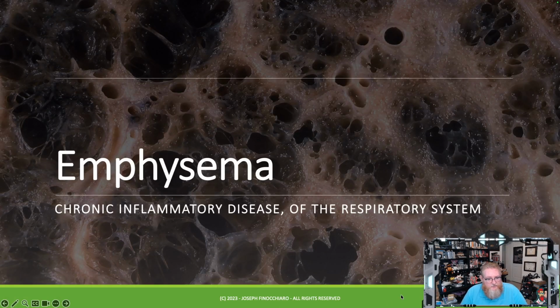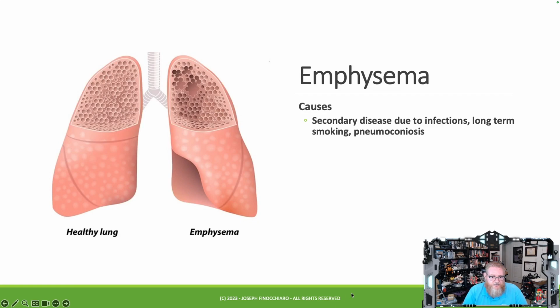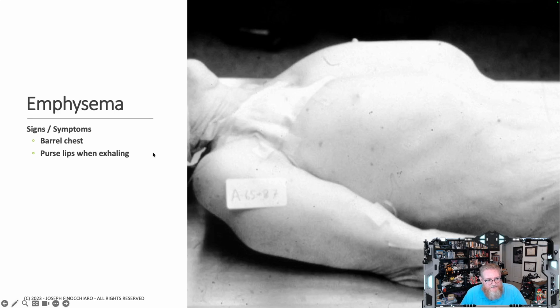Emphysema, which is a chronic inflammatory disease of the respiratory system. The causes of emphysema: it's typically a secondary disease due to infections, long-term smoking, and pneumoconiosis. Signs and symptoms of emphysema include barrel chest and pursing of lips when exhaling.